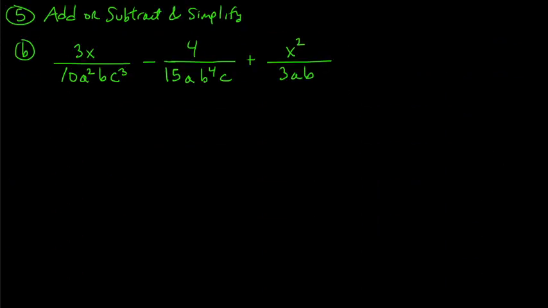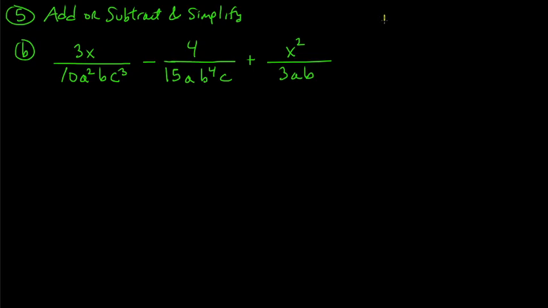Okay, so number 5, now we're going to be adding and subtracting fractions, right? And of course simplifying as well. So I'm going to skip A because I think it's fairly standard. It's pretty straightforward. And in fact, B is very similar. And I think it's a little bit harder because, well, there's 3 fractions instead of just 2. But otherwise, it's done much the same way. Okay, so how do we subtract the first 2 fractions and then add the third one?